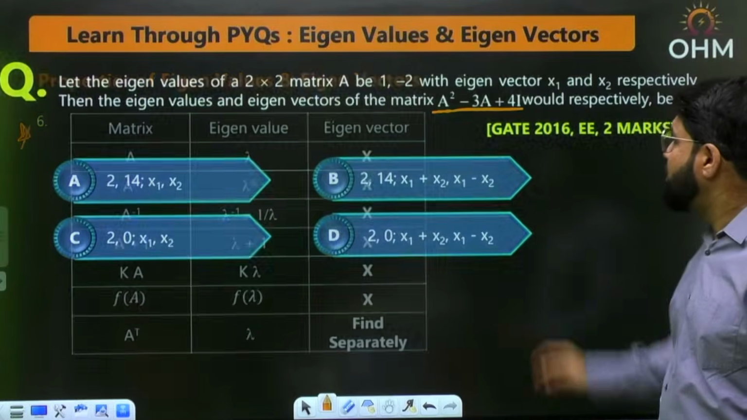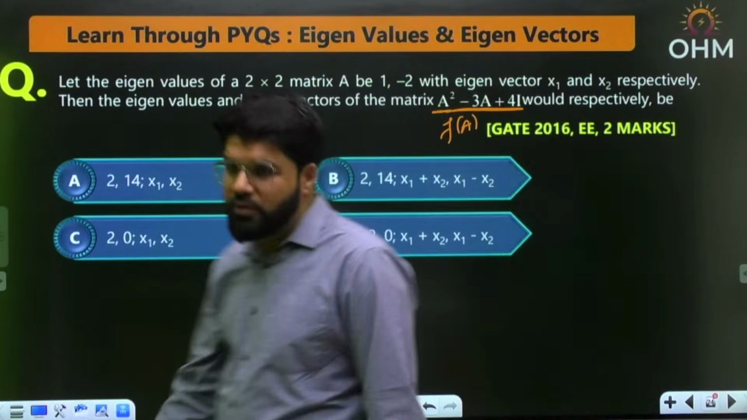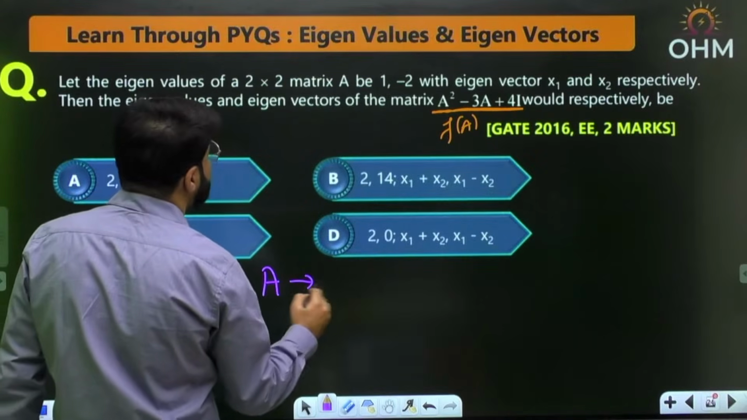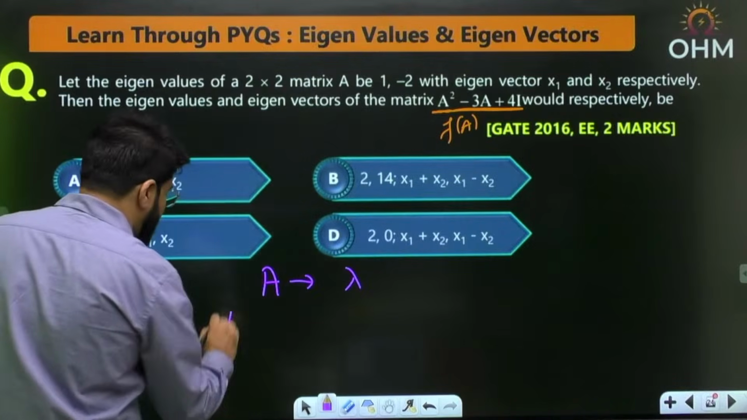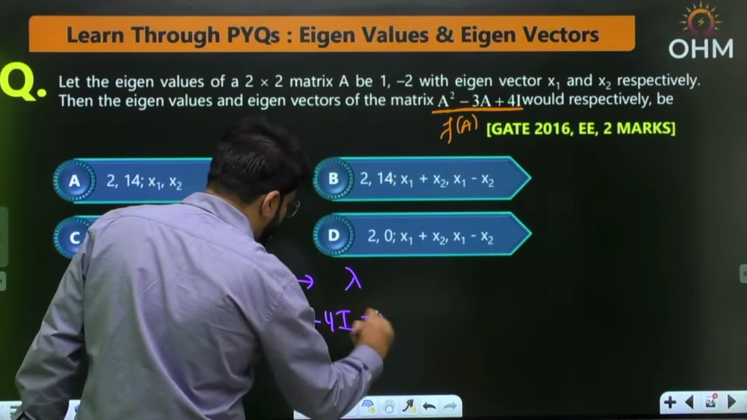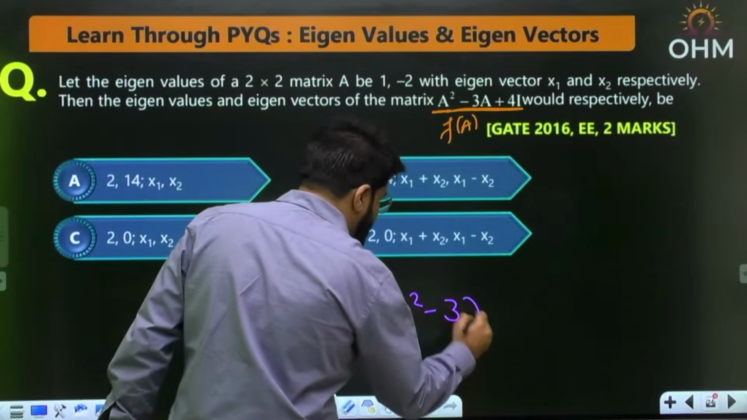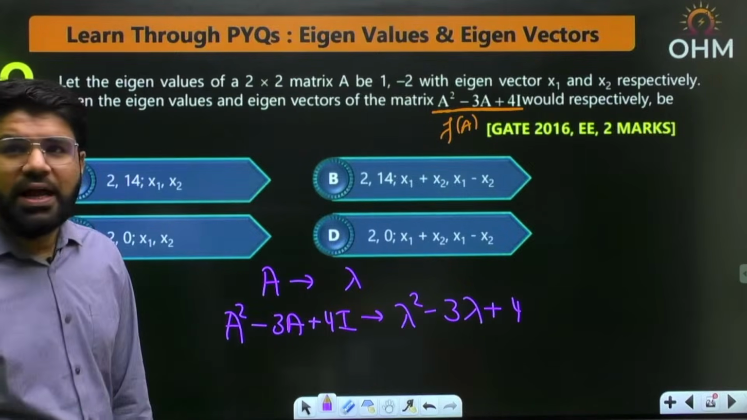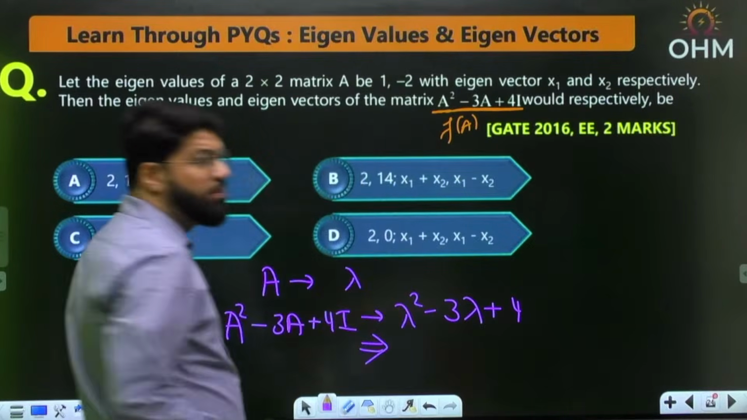So what is given in this question? This is a simple question actually. If A has the eigenvalue lambda, then A square minus 3A plus 4I will have what eigenvalue? A square means lambda square, 3 times A means 3 times lambda, plus 4I means plus 4. Lambda square minus 3 lambda plus 4.